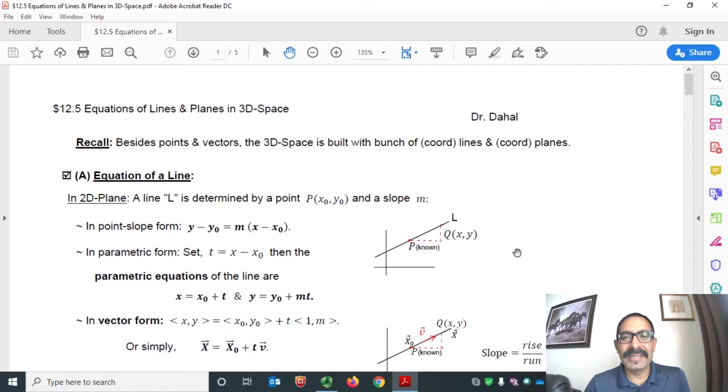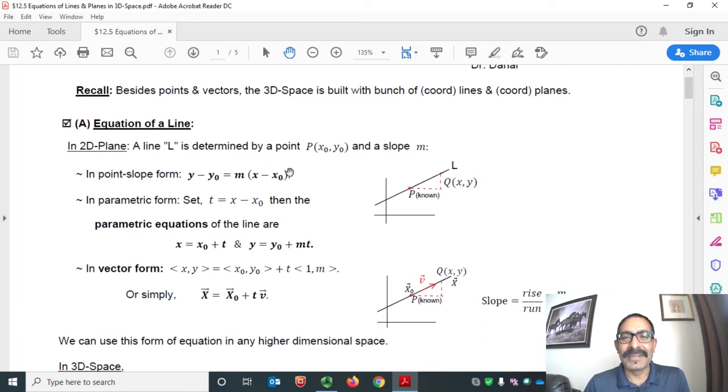In today's class, I'm going to cover equation of lines and planes in 3D. So let me start the class right away. First, quick recall. Besides points and vectors, the three-dimensional space is built with a bunch of lines and planes. And we already discussed points and vectors in our earlier sections. So let me start the equation of a line.